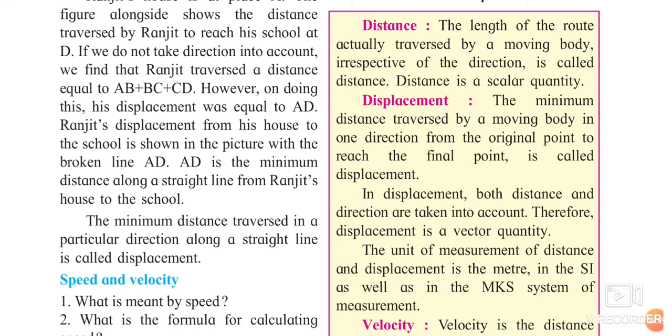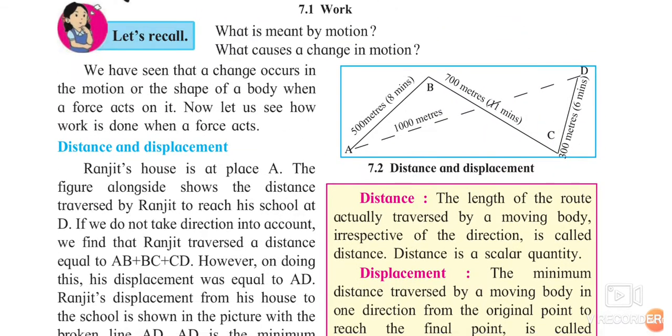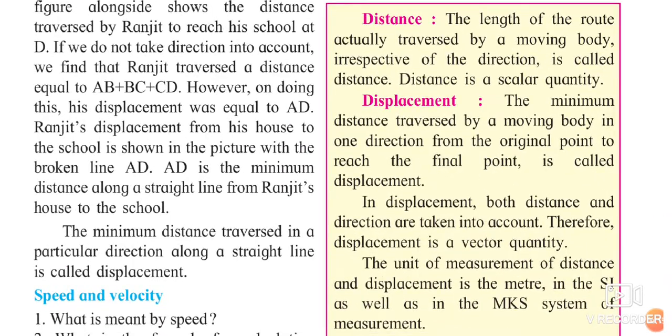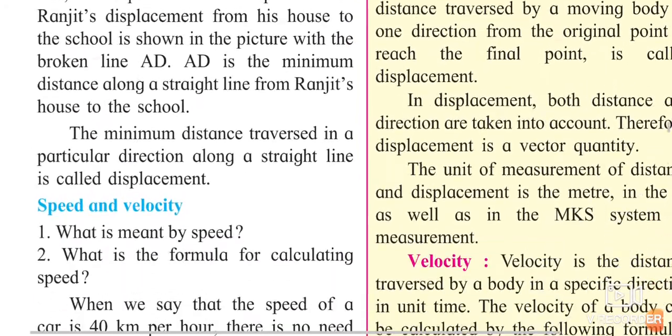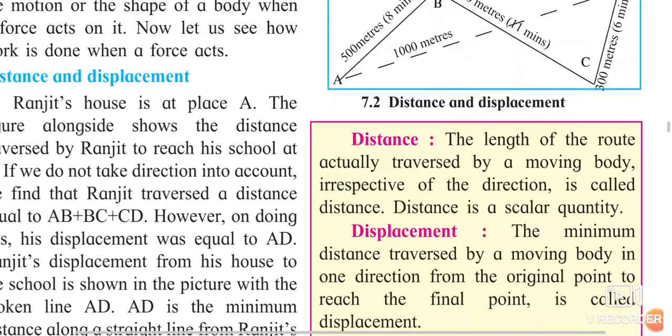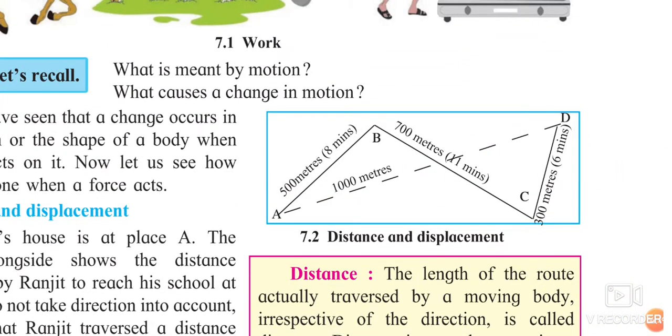The minimum distance travelled in a particular direction is called displacement. It should be in a straight line. So what is the definition of displacement? Yes, the minimum distance traveled in a particular direction along a straight line is called displacement. So right now can you tell me, is from A to B, B to C and C to D displacement? No. Minimum distance. Which is the minimum distance right now? Yes, A to D is the minimum distance. So that is called displacement.